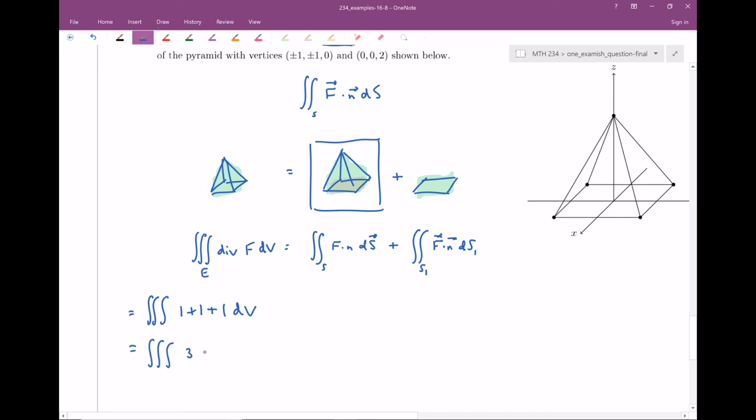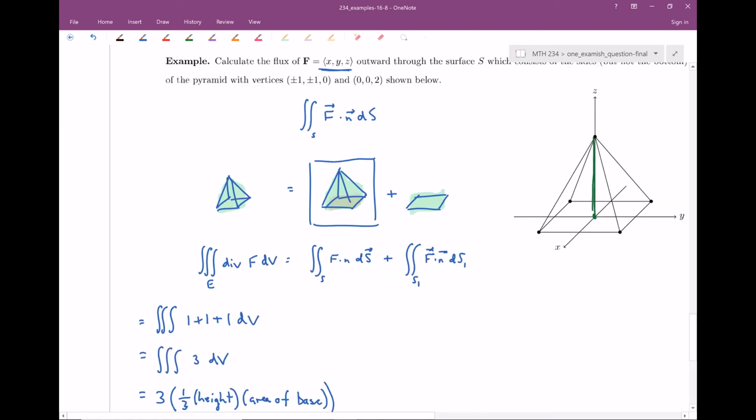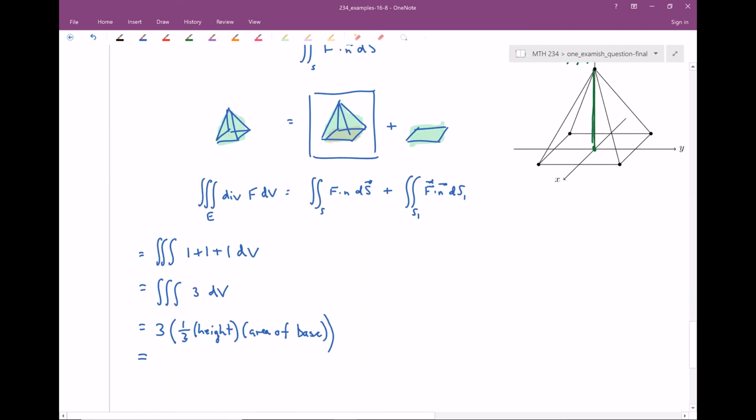And luckily enough, this is a nice pyramid. We know a volume equation for pyramids. In fact, let's factor out that 3. The volume equation for pyramids is 1/3 the height times the area of the base. So in this case, the 3 and the third perfectly cancel out. The height is going to be this distance right here. Remember, this is the point 0, 0, 2, so it has height 2. So our height is 2 in this case.